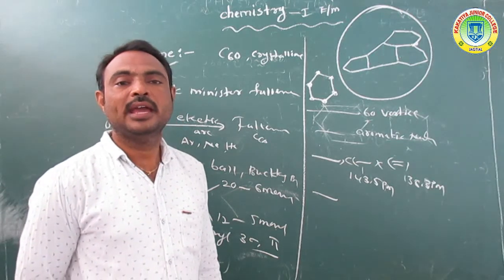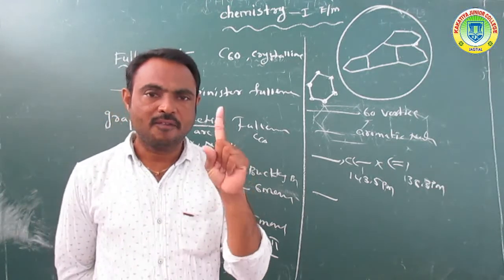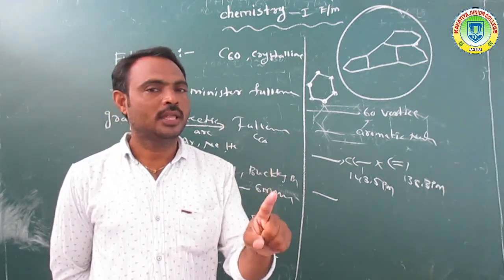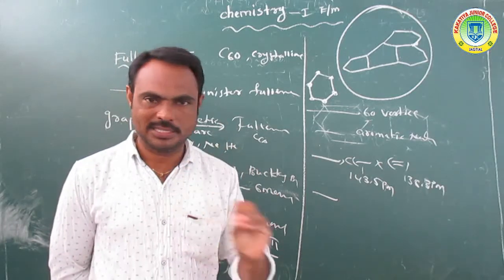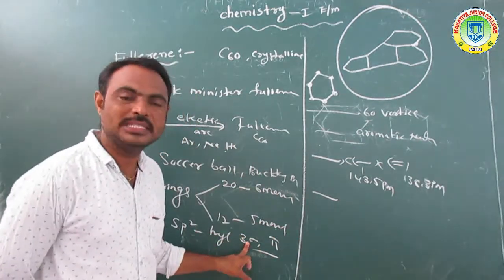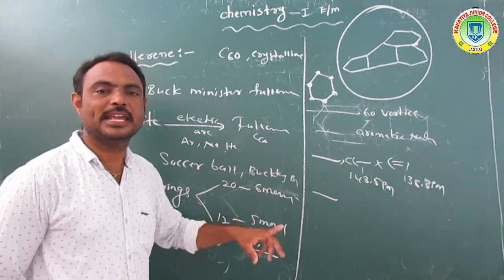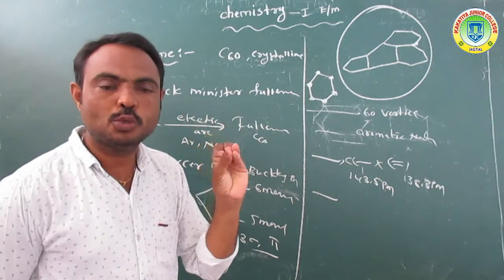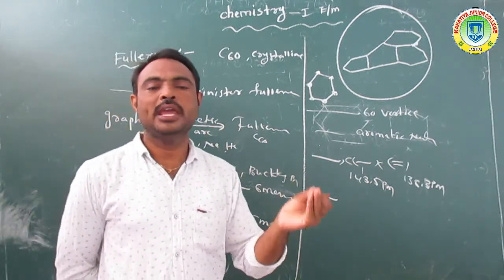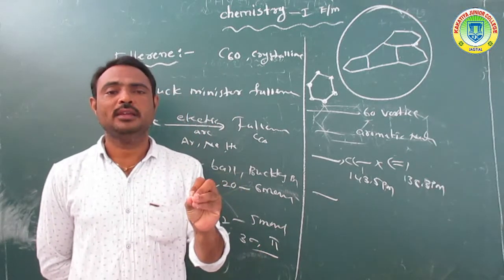So what is the hybridization? It has sp2 hybridization, because it contains one pi bond, or weak bond. That bond is not considered. Overall, it has 3 sigma bonds and 1 pi bond. Due to this reason, it has only sp2 hybridization. Okay, it is the structure of fullerene. So it is very important.